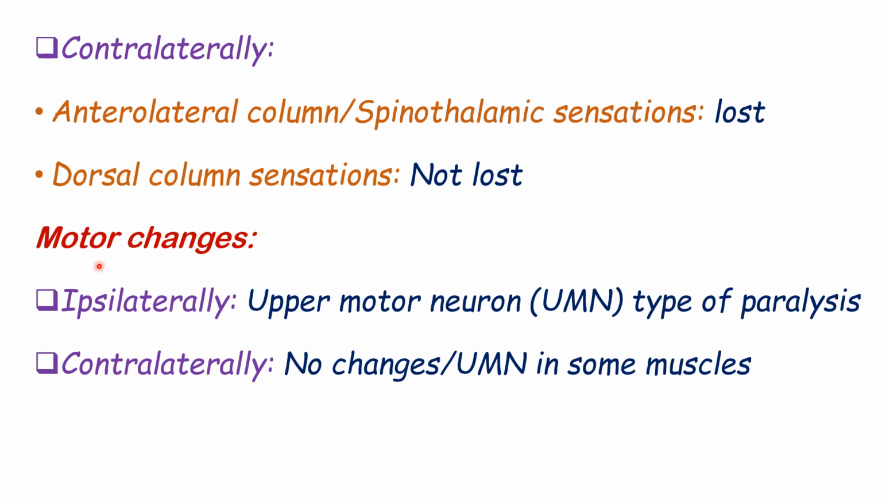While talking of motor changes, ipsilaterally there will be upper motor neuron type of paralysis because the connection of the upper motor neuron with the lower motor neuron is lost, so you will get hypertonia. There will be hypertonia, hyperreflexia, exaggerated reflexes, and rigidity. Contralaterally there are no changes, though sometimes we can see an upper motor neuron type of lesion, but rarely are any changes seen in this.